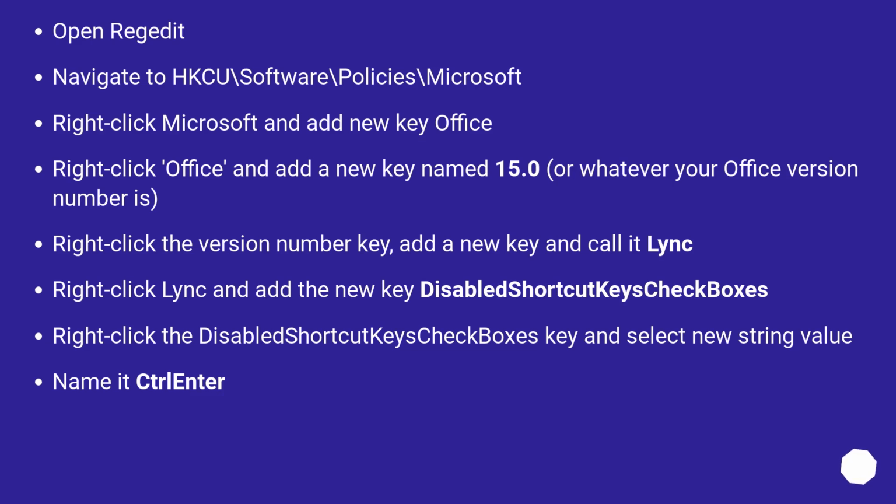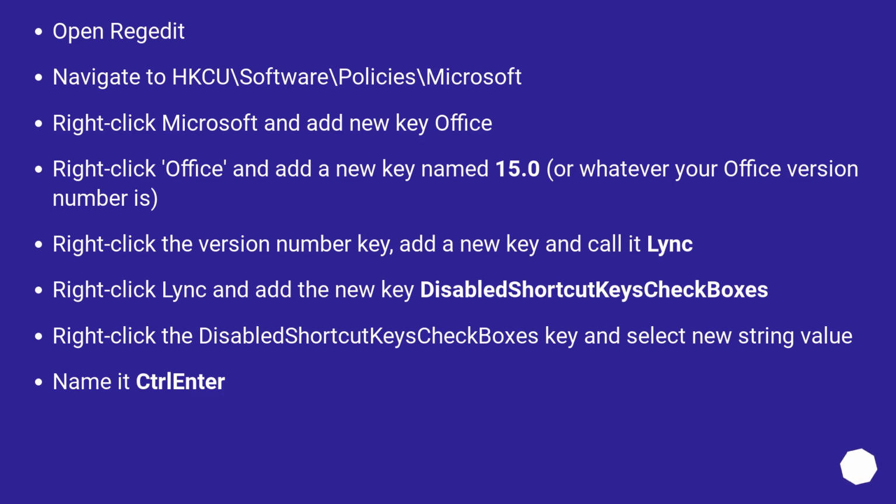open Regedit. Navigate to HKCU/Software/Policies/Microsoft. Right-click Microsoft and add new key Office. Right-click Office and add a new key named 15.0, or whatever your Office version number is. Right-click the version number key, add a new key and call it Lync.